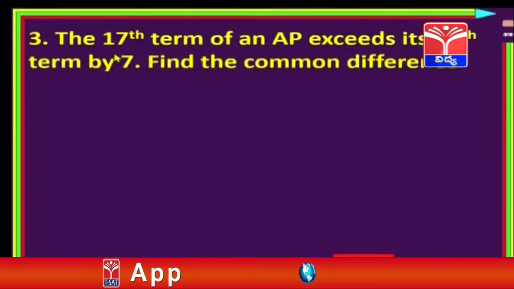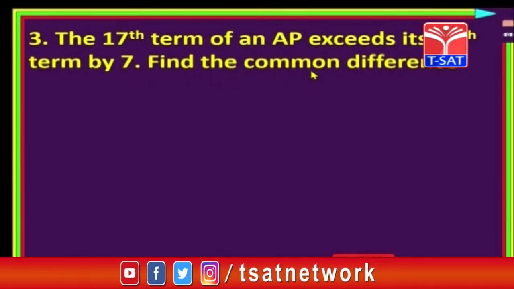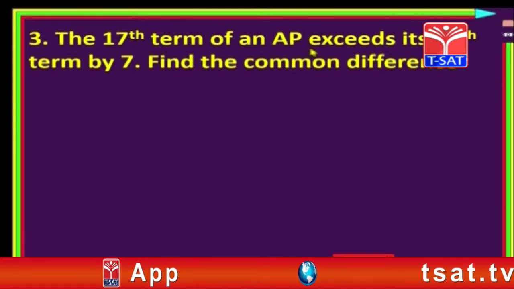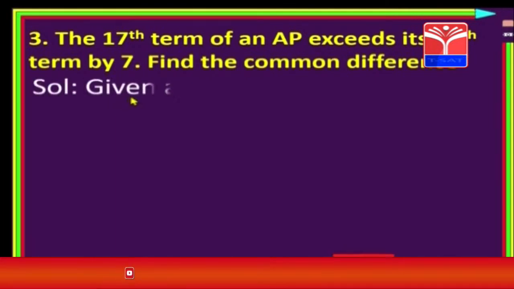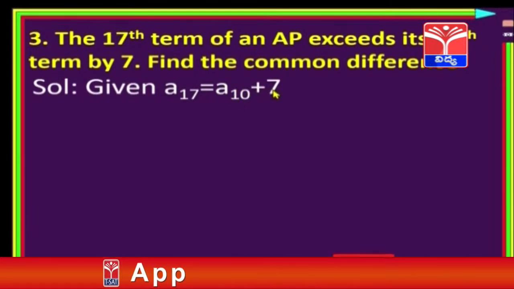Here is one interesting problem. The 17th term of an AP exceeds its 10th term by 7, then find the common difference. Okay, so write the condition. What is the given data? The 17th term is denoted with A17, which exceeds the 10th term by 7. So that can be written as A17 is equal to A10 plus 7. The 17th term exceeds the 10th term by 7, means we have to increase the 10th term by 7, then we will get the 17th term. That is the condition.